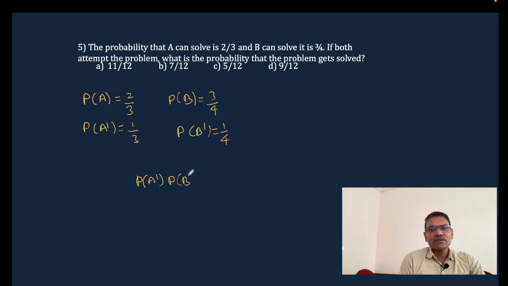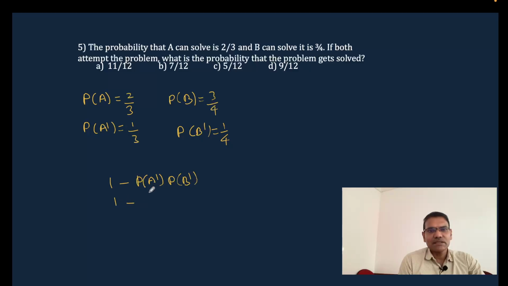so B is also not solving with probability 1/4. Now P of A dash into P of B dash gives the probability that the problem cannot be solved. So this entire value we subtract from the total probability, which gives the probability that the problem gets solved. Okay, so definitely this gives the probability that the problem gets solved.